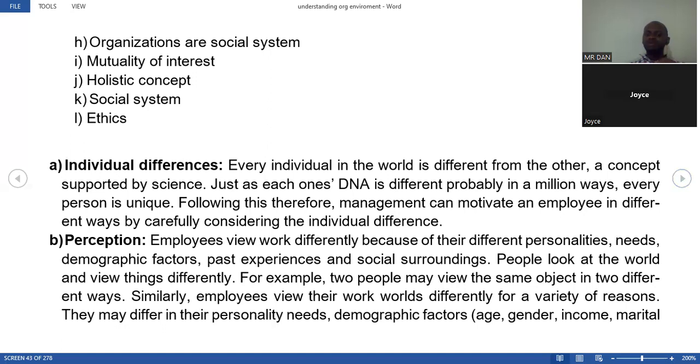Employees view work differently because of their different personalities, needs, and demographic factors. So different people have different personalities. We have those individuals who are introverts, and we have others who are extroverts. Depending on your personality or character, it will always shape what you are going to do, or how you are going to behave, or what you need as an individual also will shape your behavior at the end of the day. Then we're also looking at demographic factors like age, gender, income, marital status will also shape your behavior.